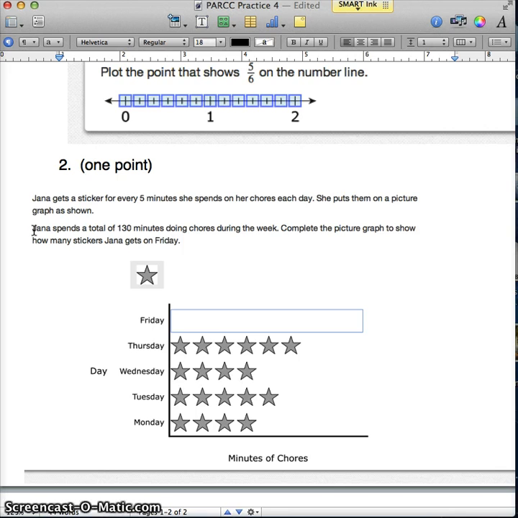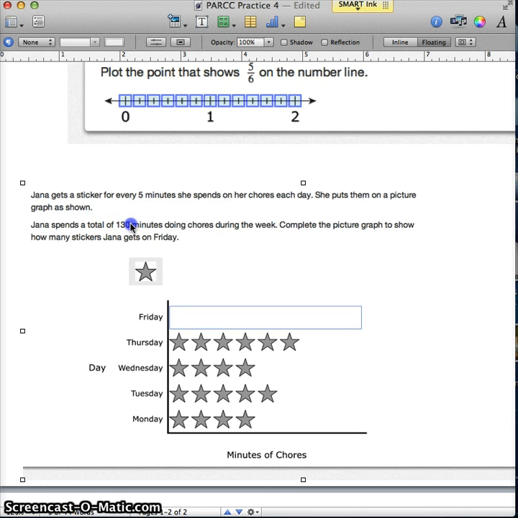So let's see. The other part of information we get is Jana spends a total of 130 minutes doing chores during the week. Complete the picture graph to show how many stickers Jana gets on Friday. Okay, this is a pictograph. How much does the star stand for? The star is 5 minutes. So each star on the graph stands for 5 minutes.